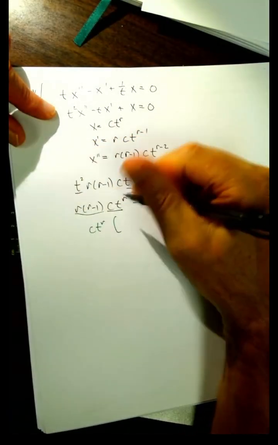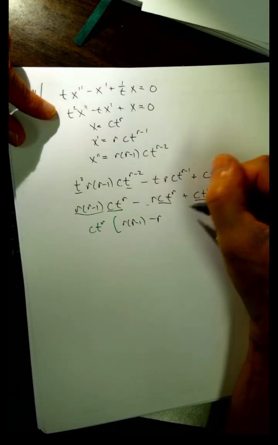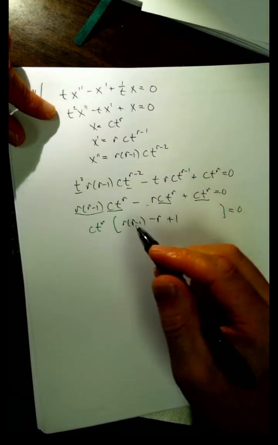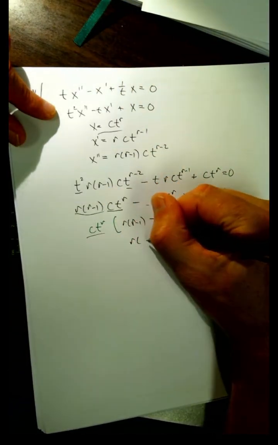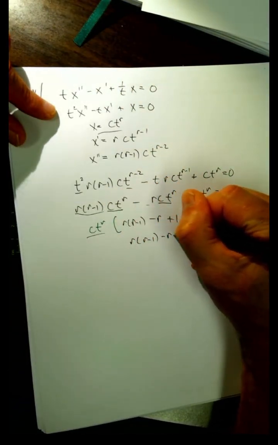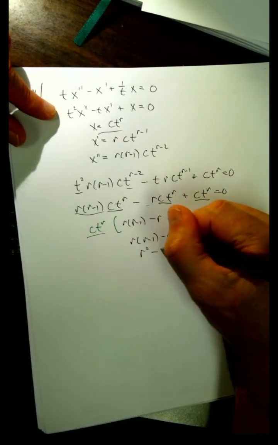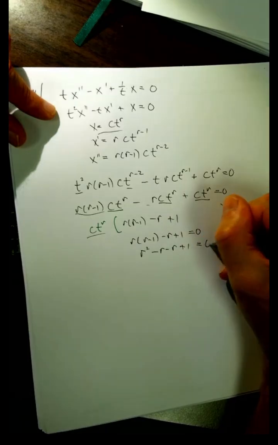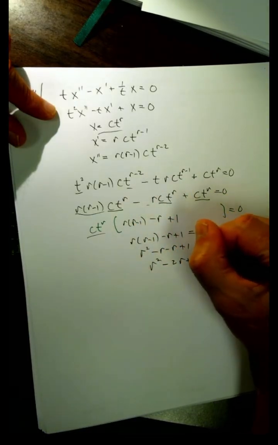What's left behind is r times (r minus 1) minus r plus 1. I don't want that to be 0 because that's my solution. So that means I want r times (r minus 1) minus r plus 1 equals 0. Expand everything out. Can't expand anymore, so now I'm going to collect like terms.